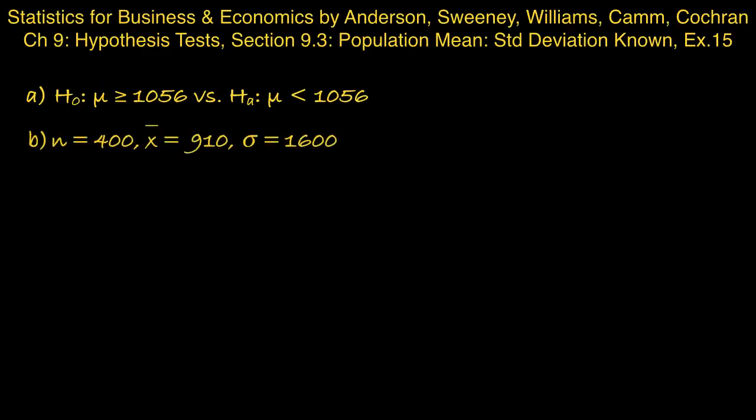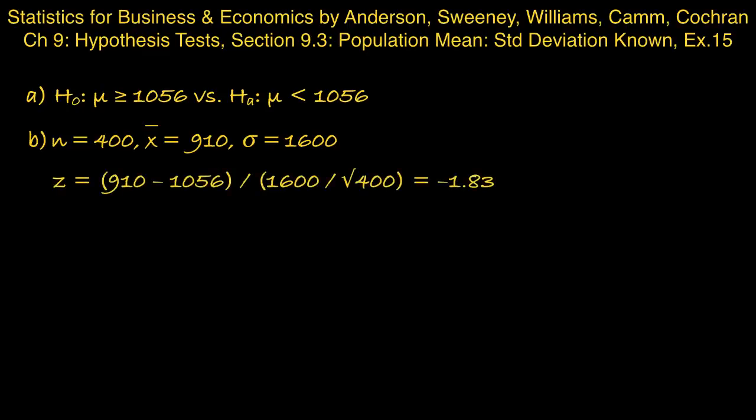What is the p-value? To calculate the p-value, we need to figure out the z-test statistic, and we're using a z-test statistic here because we're assuming a known population standard deviation. Plugging the sample values into our formula, we obtain the z-test statistic of minus 1.83.